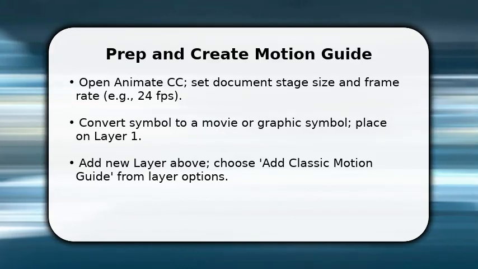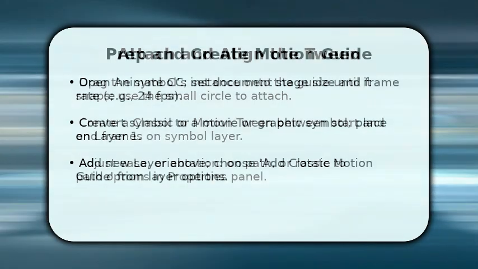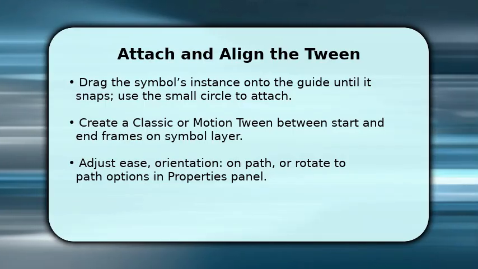Now attach the symbol to the guide and set up the tween. Drag the instance until the attach point snaps to the guide and you see the linking indicator. That ensures the clip follows the path.